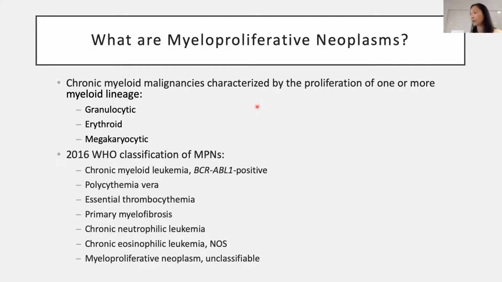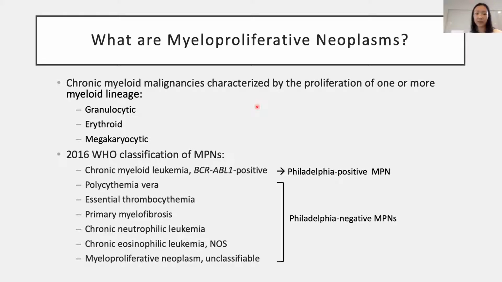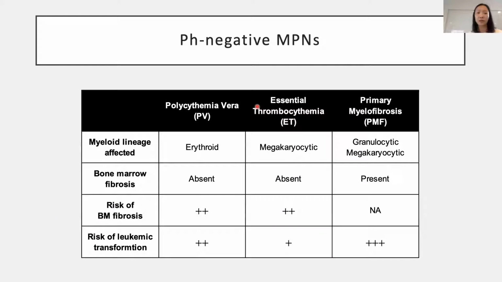The 2016 WHO classification of MPNs includes a heterogeneous group of diseases, which can be divided into those that are Philadelphia positive, and this includes chronic myeloid leukemia, which is owing to the presence of the Philadelphia chromosome that leads to the BCR-ABL translocation. And the remainder of the MPNs are considered Philadelphia negative, and amongst these, polycythemia vera, essential thrombocythemia, and primary myelofibrosis are the more common ones. So polycythemia vera is characterized by the proliferation of the erythroid lineage, which leads to an increase in red blood cell production.